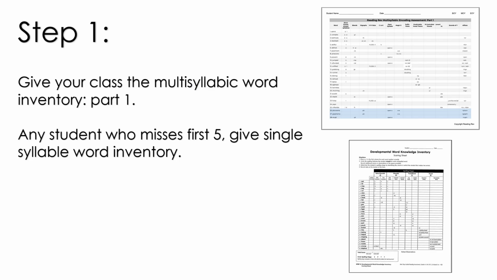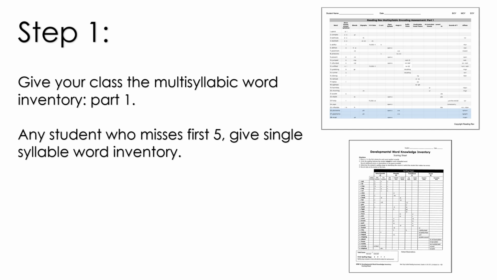The first step you're going to do, whether you're starting at the beginning of the year or mid-year, is give your class the Multisyllabic Word Inventory. And you want to give just part one. Giving both parts would be overwhelming. So just go give part one.